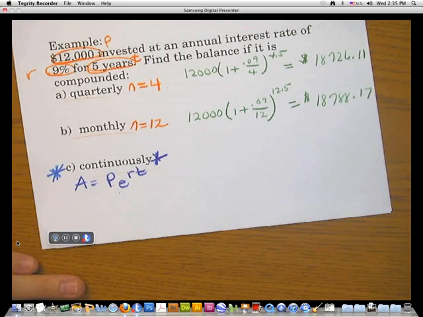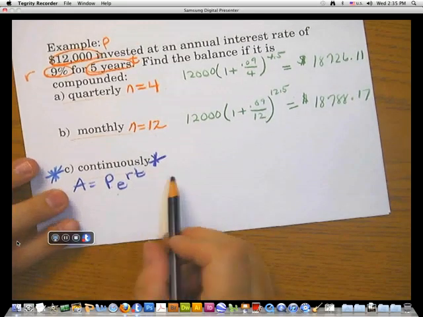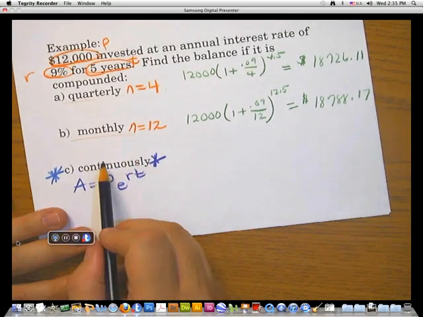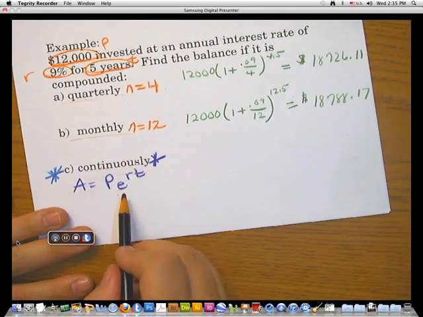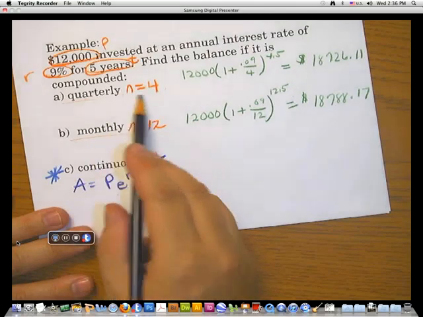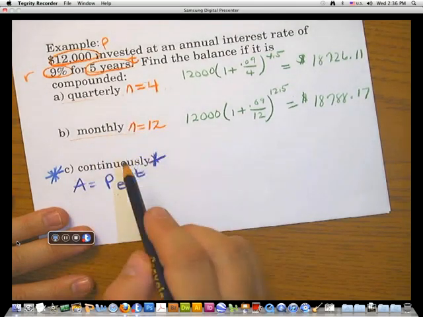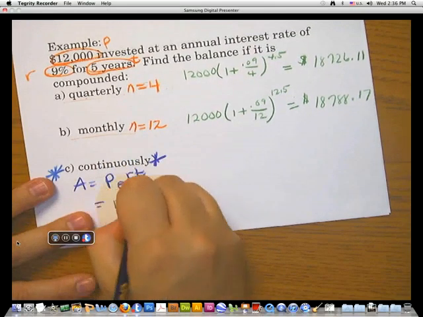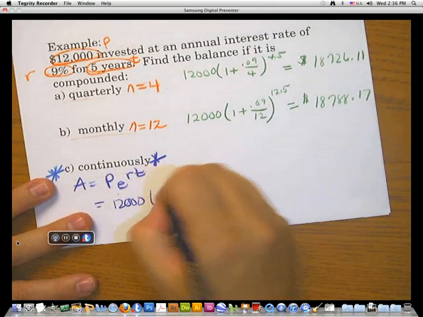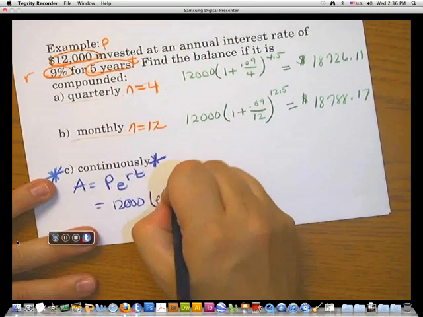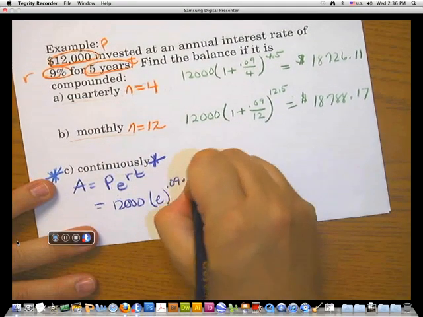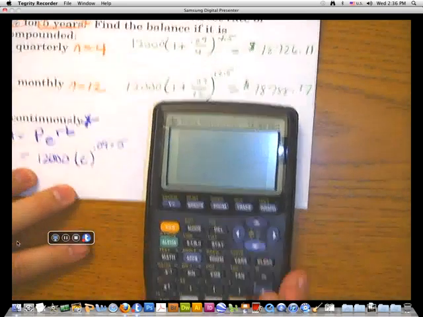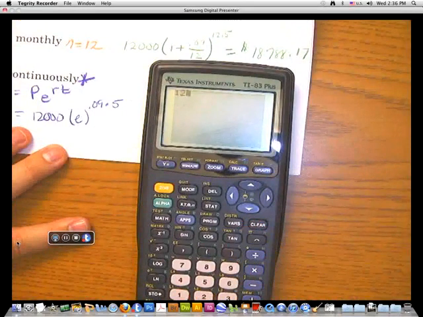So in this case, I don't have to use my N's. My N is represented by E. And this only works for continuously. Continuously means E. Monthly, quarterly means our N's are different times per year. Continuously means E. So here we're going to get 12,000. E, R is still the same, and time is still the same. And in our calculator, we have an E button, so we use it.